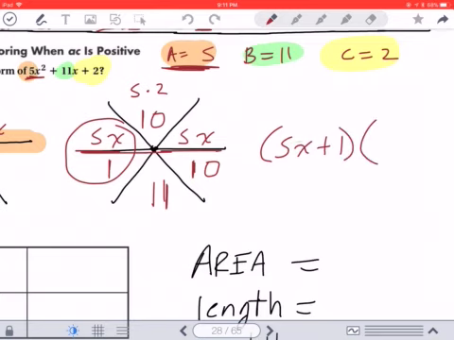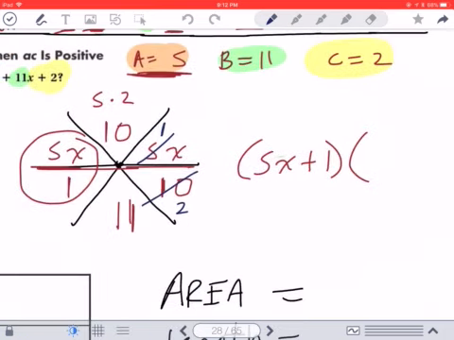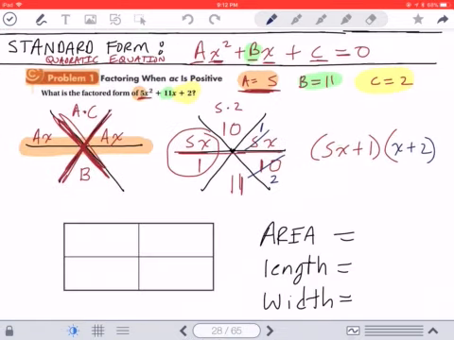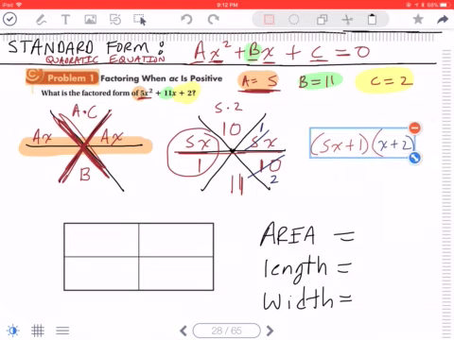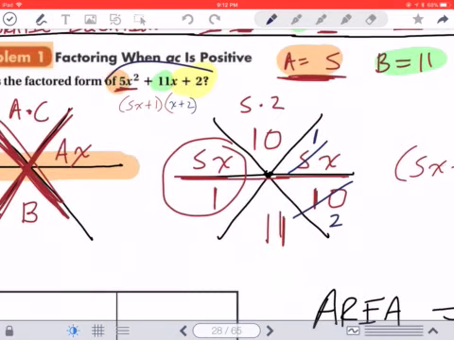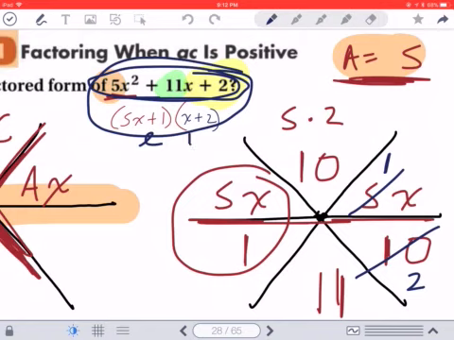And my other factor, once I get here, I have to treat this like a fraction. I have to reduce this. So 5 and 10 can reduce to 1 and 2. So this is going to be x plus 2. All right, so I know that this, I can copy and paste this here, is going to be equal to my original trinomial. Okay, so this can be considered the area here in standard form, and this could be my length and my width.